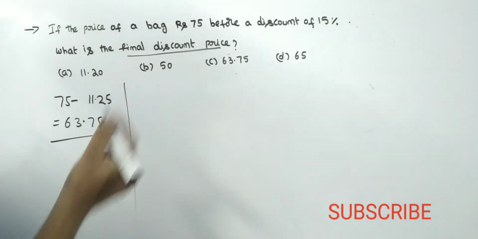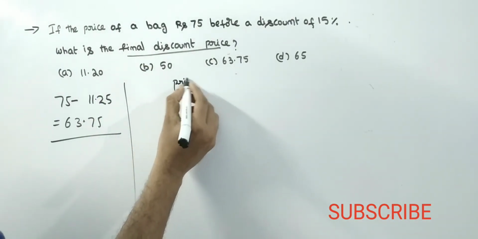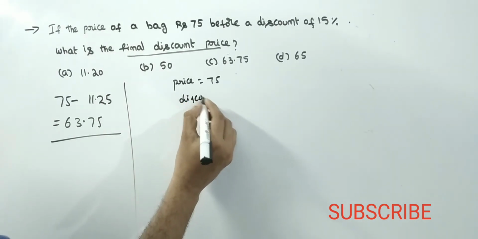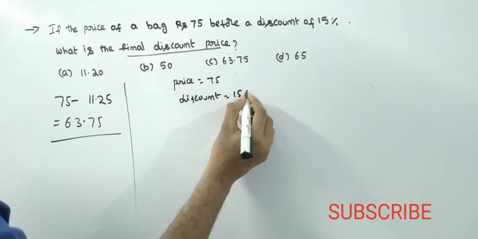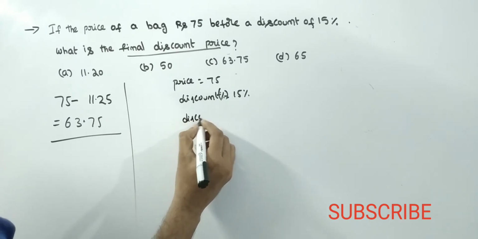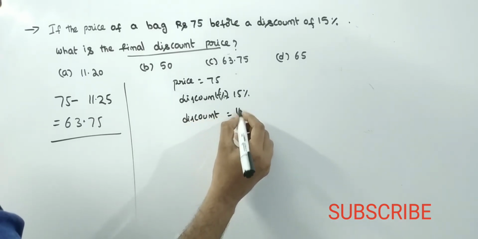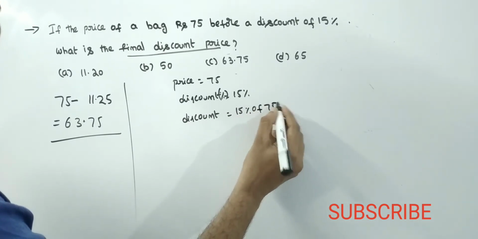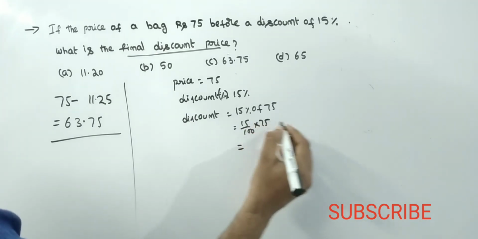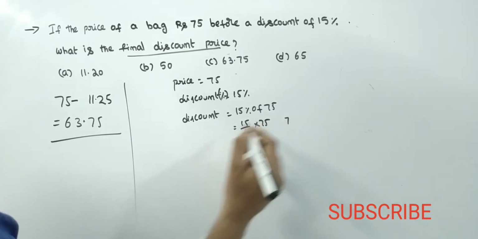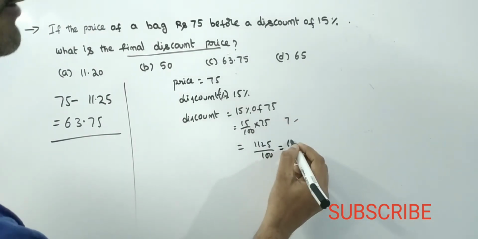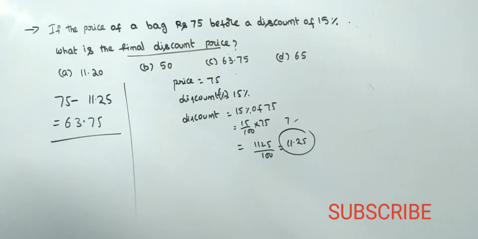See, friends, actual procedure: price is 75 rupees. Discount is 15%. See, friends, discount percentage. Then discount amount is 15% on what? 15% of 75. That means 15 by 100 into 75. 15 5s are 75, 15 7s are 105 plus 7, 112 by 100. That means 11.25 is the discount amount.